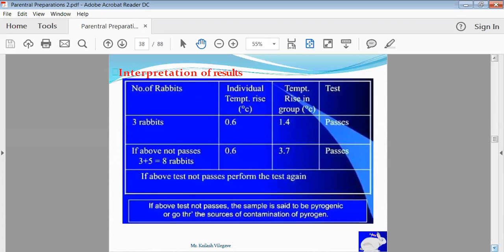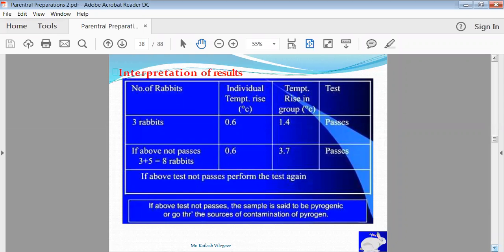Suppose we are taking the temperature of each rabbit individually, and we have found that there is a minute increase. Suppose 0.6 degree centigrade temperature has increased, then also we can say that the test passes and no pyrogen is present.